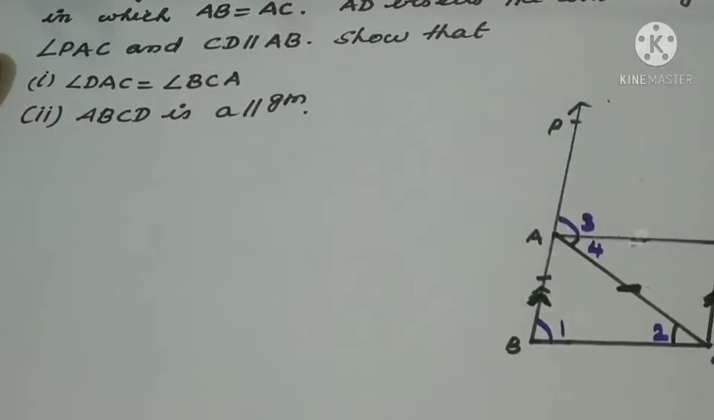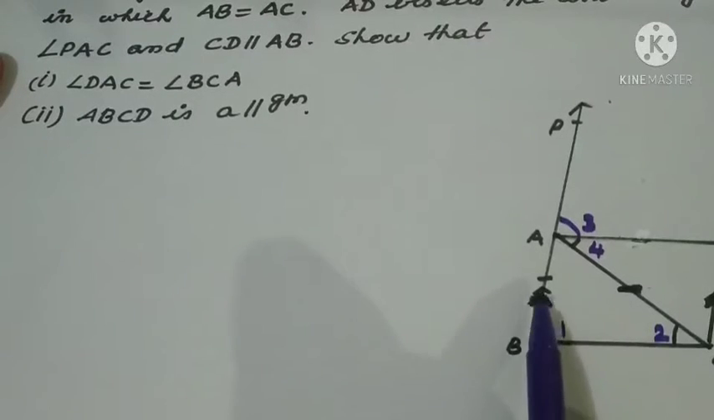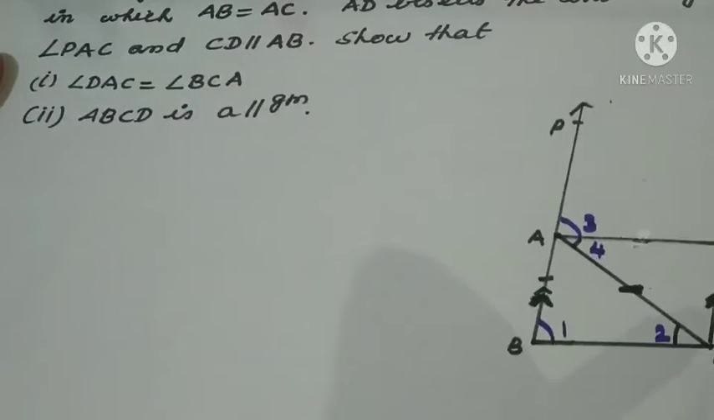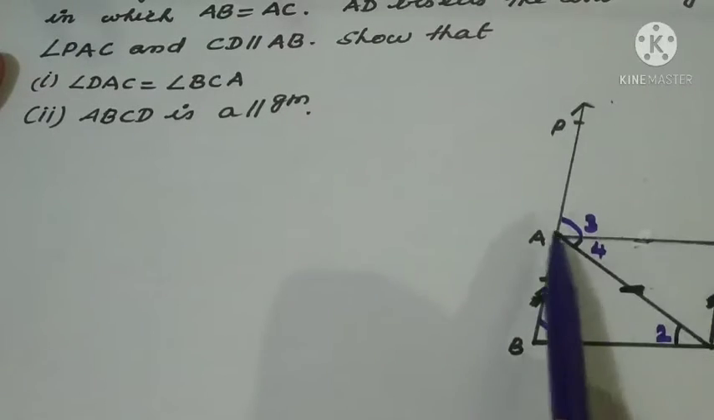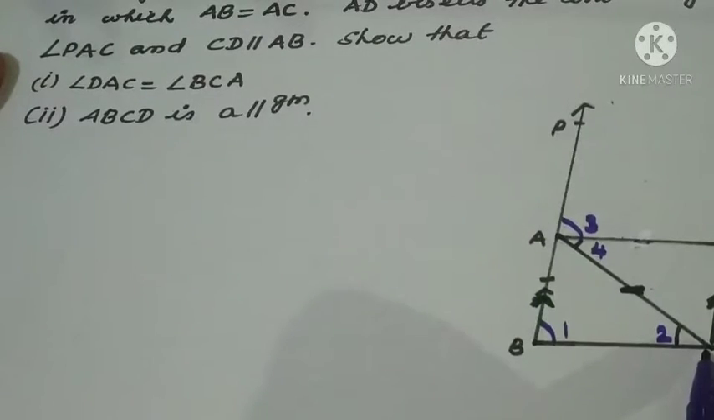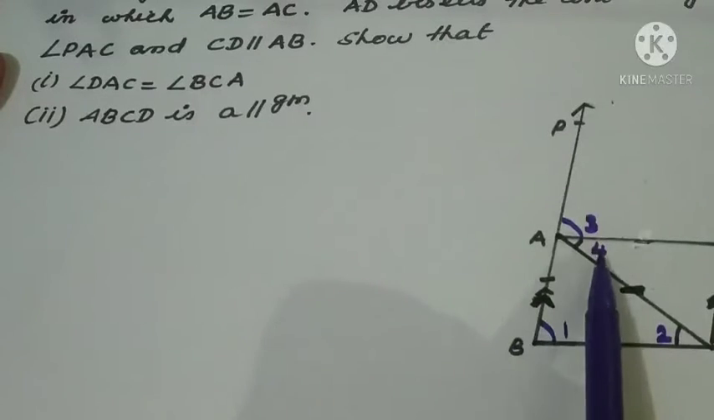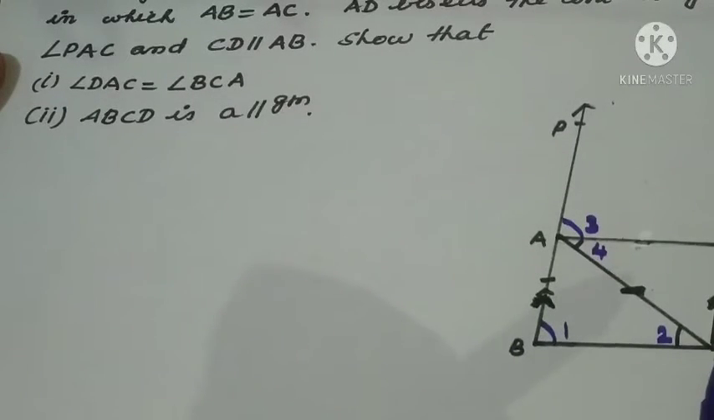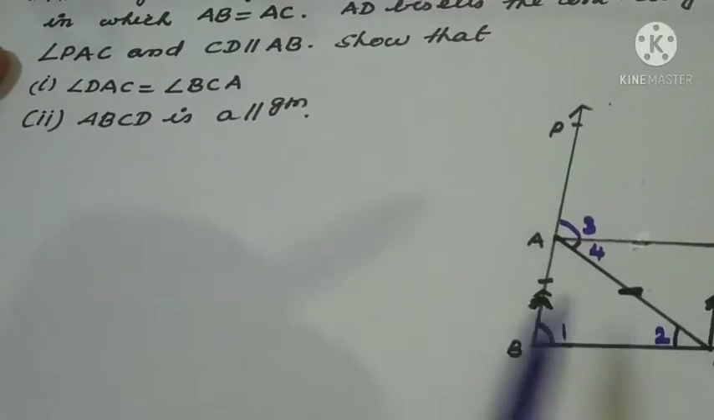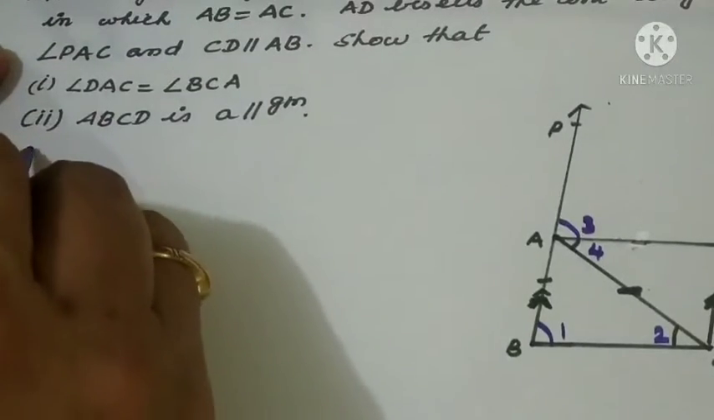Now CD parallel to AB. These two sides are parallel. Okay, next show that angle DAC equal to angle BCA, means 4 and 2 are equal. We should prove. Now let us see what is given in the question. We should write given.